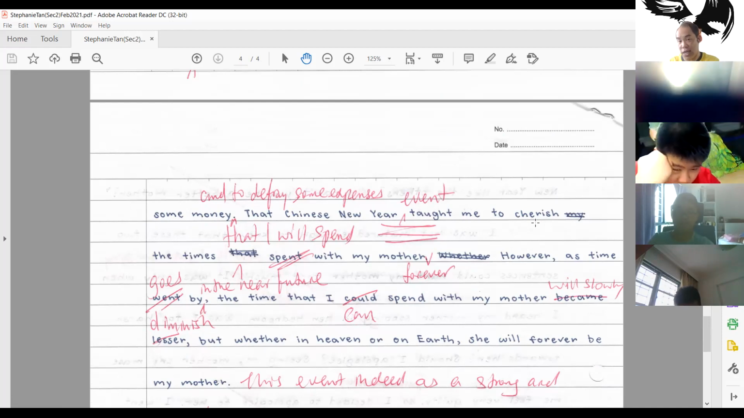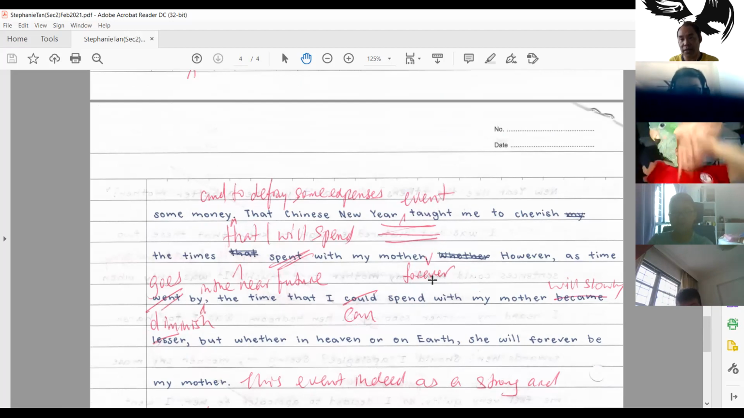That Chinese New Year event taught me to cherish the bonding, the time that I will spend with my mother forever. This word is very important. However, ever, never, forever, clever, whichever, whenever, whatsoever, however. Do you know what a tongue twister is? So this is the same thing. However, ever, never, forever, clever, whichever. So you practice your tongue twisting so you can pronounce clearly.